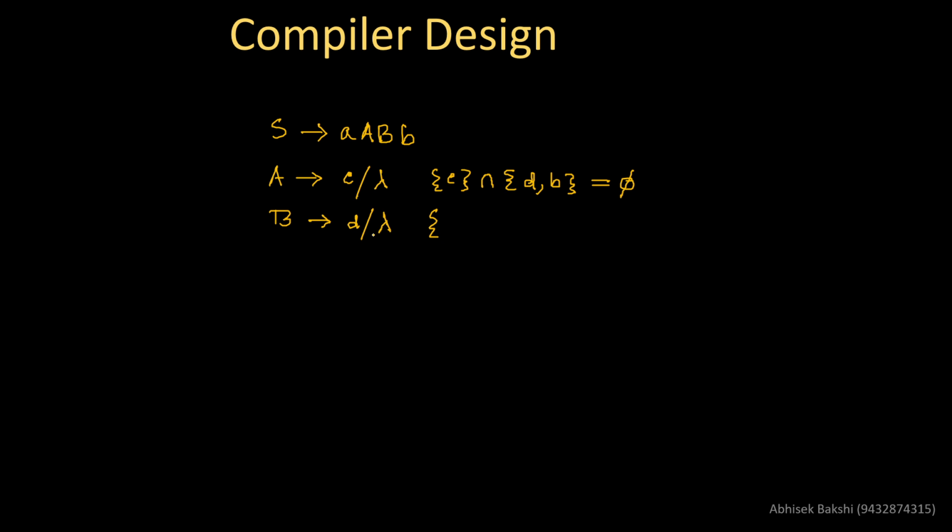Similarly, if you do it for B, B to small d, I will put this production rule obviously in the first of d, that is small d. But B to lambda I will put in the follow of B. What is follow of B? Follow of B means small b. Is there anything else left? Nothing. So this is equal to null. Both are null. That means it is LL1. LL1 parsing is possible.